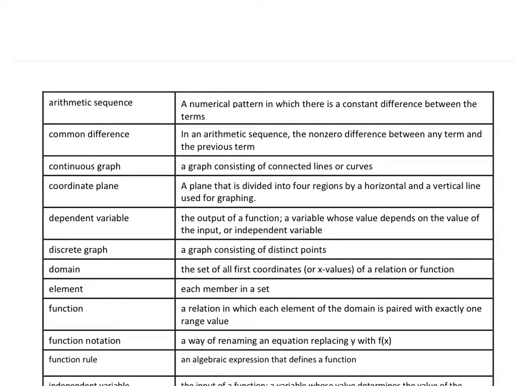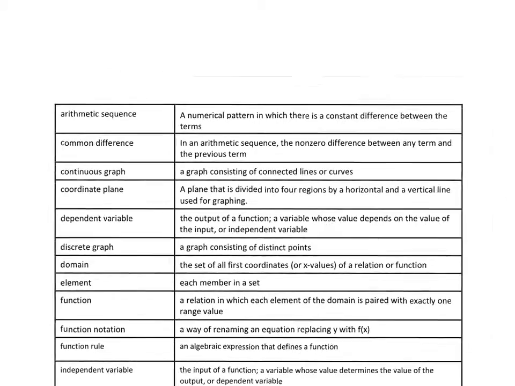Let's just give some examples to some of these vocab words, and maybe it'll be a little bit more understandable for you. So arithmetic sequence, our first vocab word there, is just a sequence of numbers that have a pattern. So we could say 3, 6, 9, 12. And if you look at those numbers, they have a pattern. They're increasing by 3 each time.